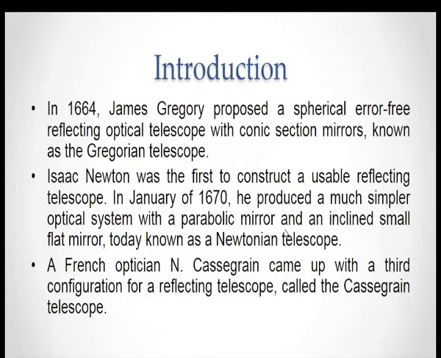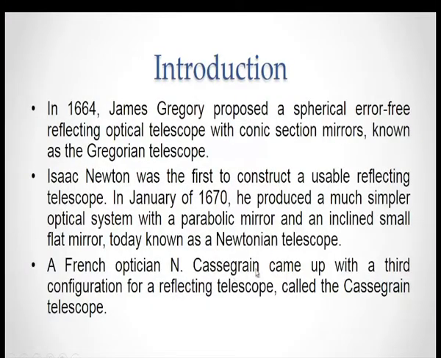In the year 1664, James Gregory proposed a spherical error-free reflecting optical telescope with conic section mirrors, known as the Gregorian telescope. But this Gregorian telescope was not put into practice by Gregory. Instead, Isaac Newton was the first one to construct a usable reflecting telescope. In January of 1670, he produced a much simpler optic system with a parabolic mirror and an inclined small flat mirror, today known as the Newtonian telescope.